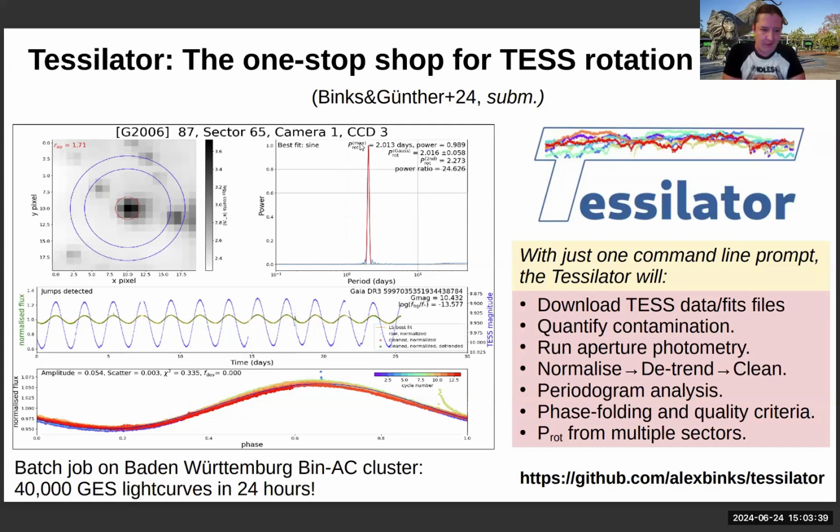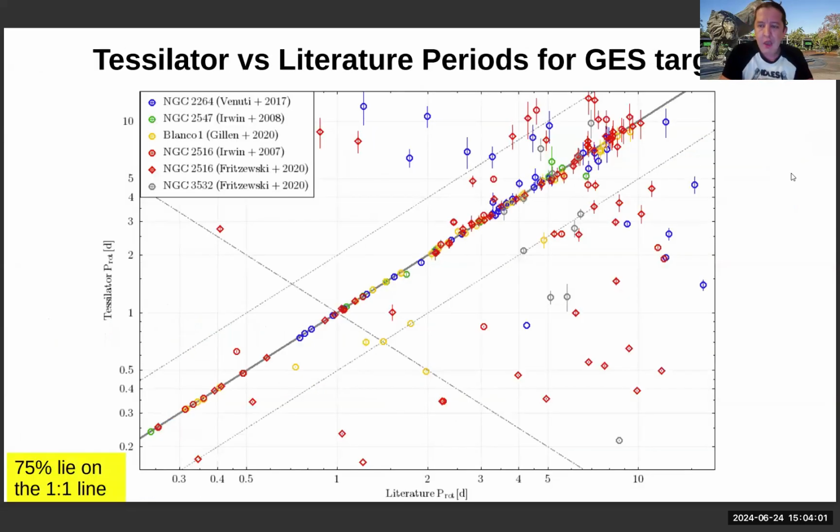Then we can measure a final rotation period from multiple sectors. We had 40,000 Gaia-ESO light curves, and we ran this as a batch process on the Baden-Württemberg clusters, and it only took 24 hours. So I feel like we have quite a powerful way of measuring lots of rotation periods quickly with the Tessellator. We just submitted this paper too. If we compare those periods with what has been seen in the literature before, we find around 75% that lie on the equivalence line.